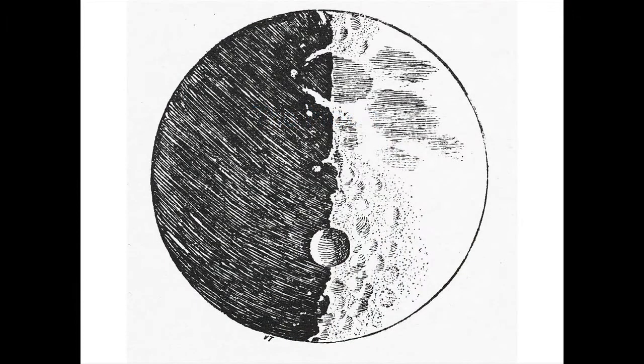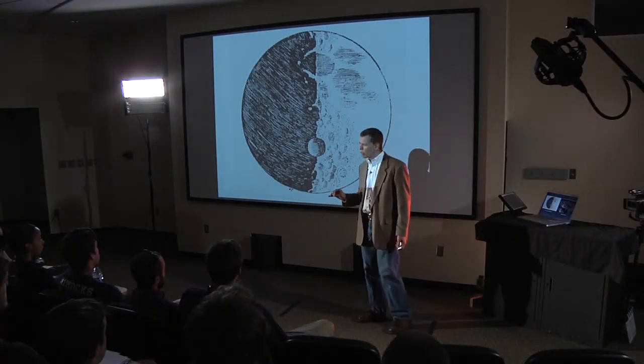The first I'm going to talk about is the moon. Here's Galileo's own sketch of the moon. What's the first thing that you see on it? Craters. He was the first to really do a good job of sketching and recognizing that they were craters. He had no clue what caused them.